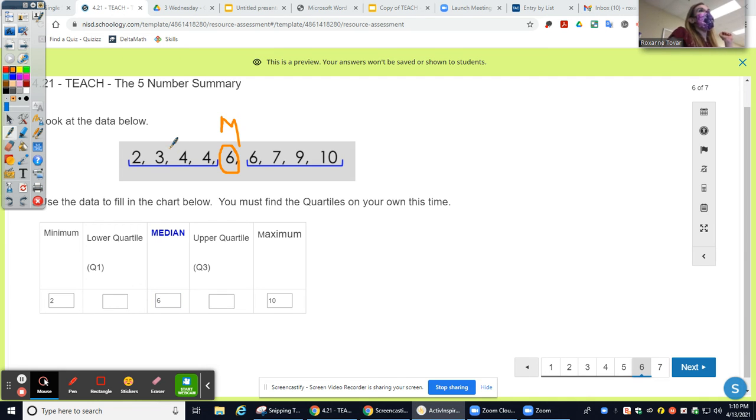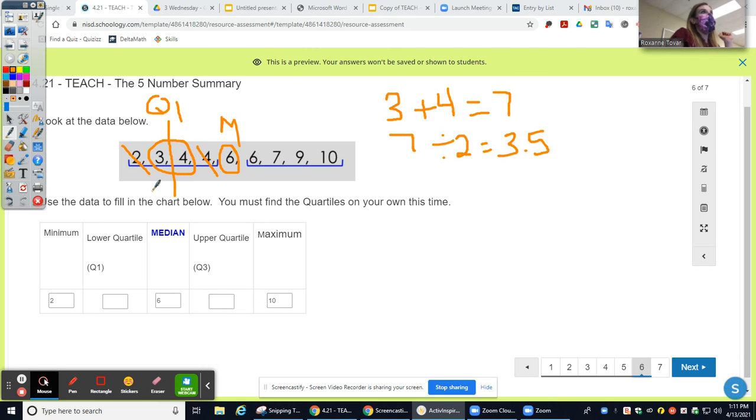So now we're going to find the median of our first half. So we're going to go 1, 1, and we're left with 3 and 4 in the middle. So remember, we got to add these up and divide by 2. So 3 plus 4 is 7, and then 7 divided by 2 is 3.5. Okay, so our quartile 1 is going to be 3.5.